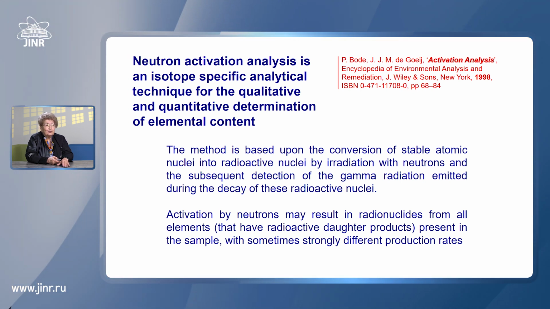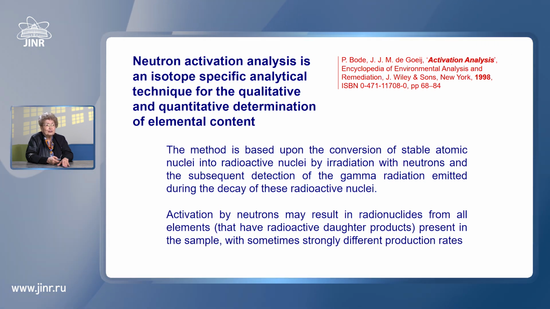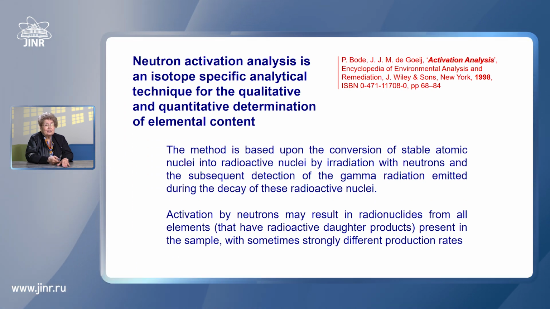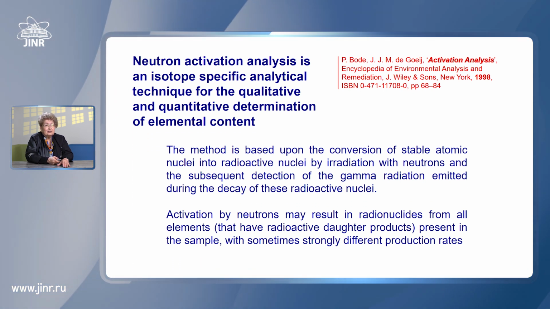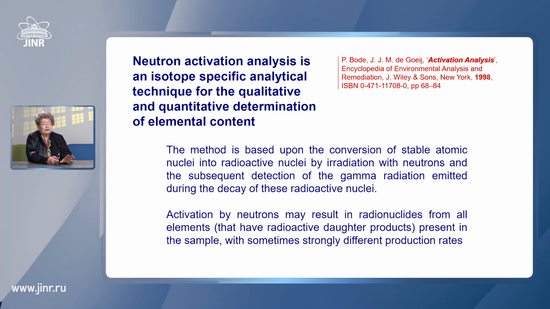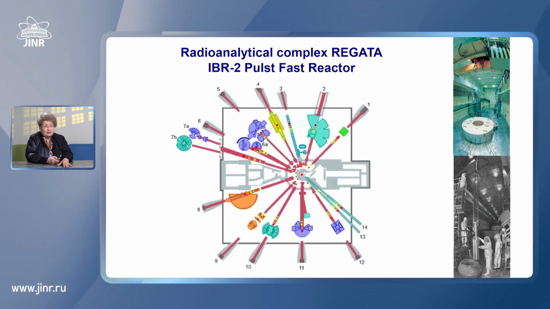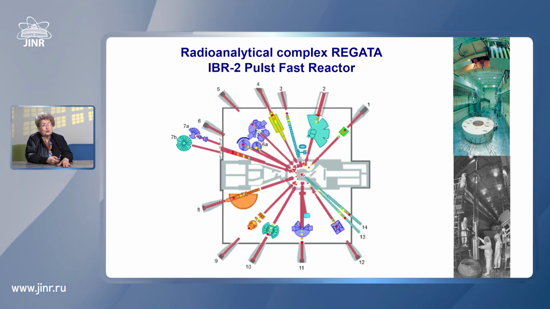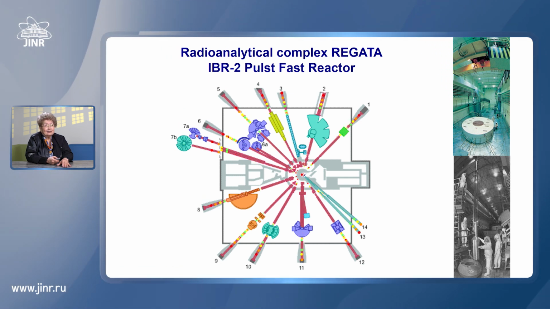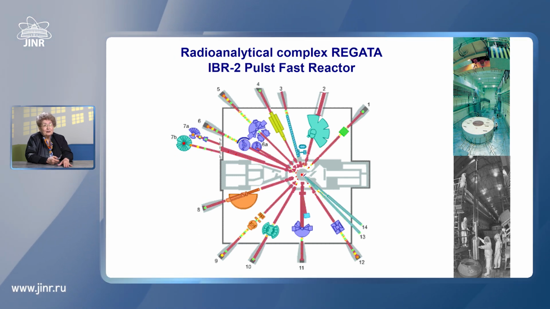It is an isotope-specific analytical technique for the qualitative and quantitative determination of elemental content. This definition is taken from the Encyclopedia of Activation Analysis, and it is the basic definition for the method we use in general. Why neutron activation analysis? When we use neutrons, we suppose that we use a neutron source. In our case, it's the reactor, the radioanalytical complex REGATA, a romantic name, Russian-European gate either to Asia or Africa, at the IBR-2 pulsed fast reactor.